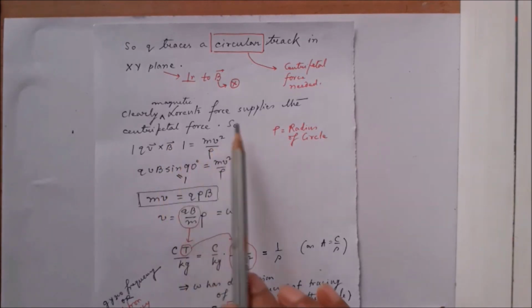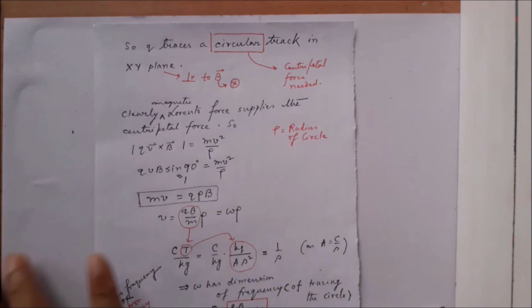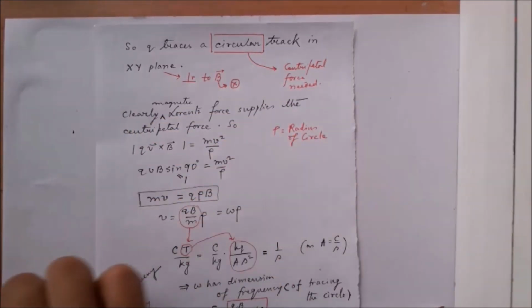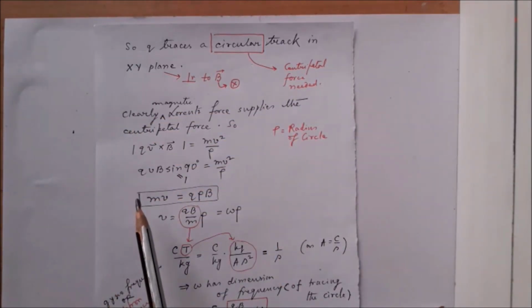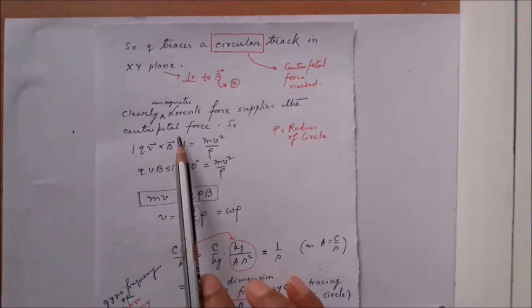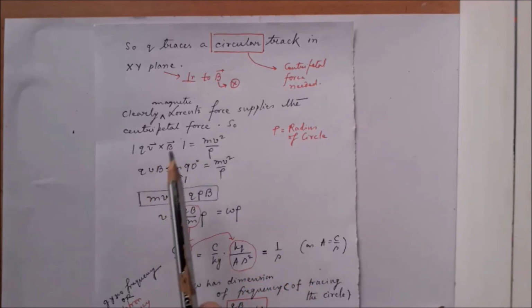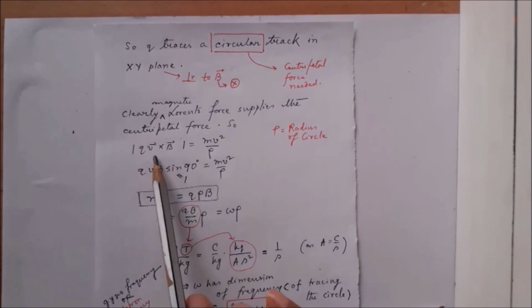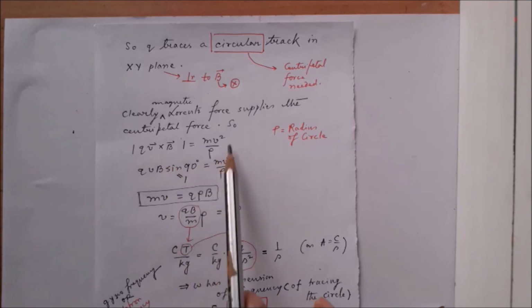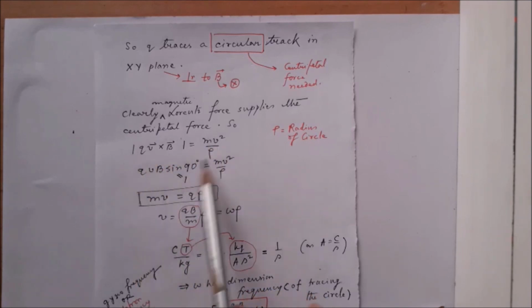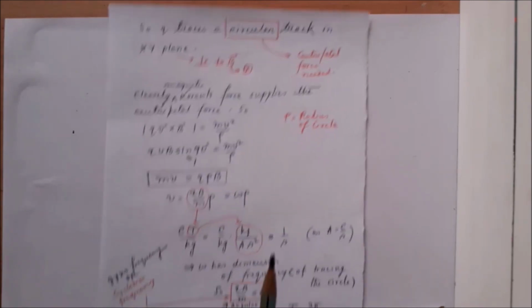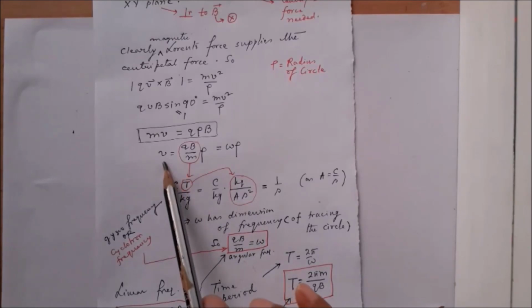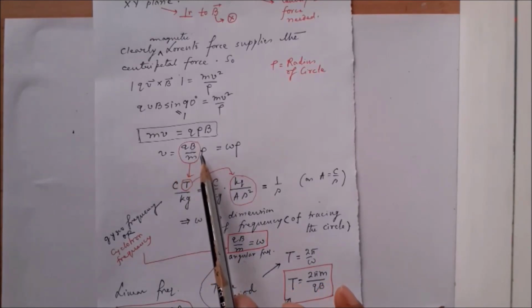The magnetic Lorentz force curls or bends the charged particle Q, and thus provides the necessary centripetal force. So we can equate the centripetal force with the Lorentz force as shown here, and this gives us mv equal to q rho B, which is a very important relation. And from here we have v equal to qB by m into rho.